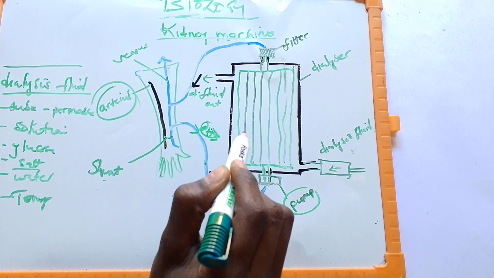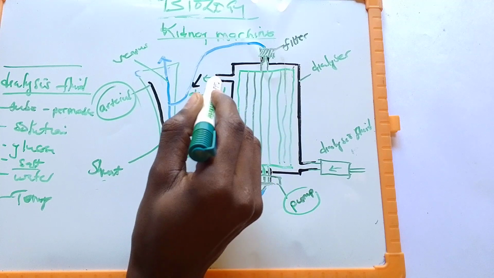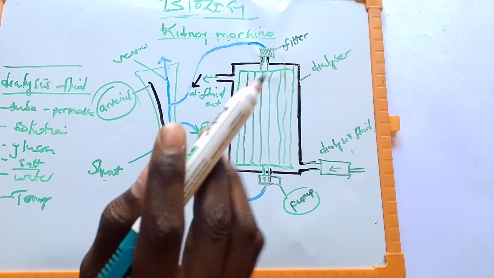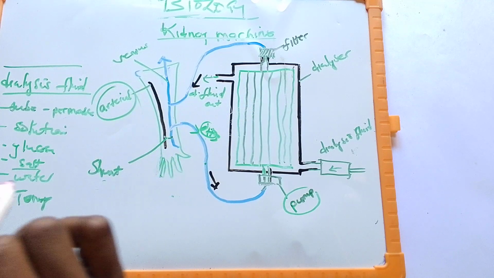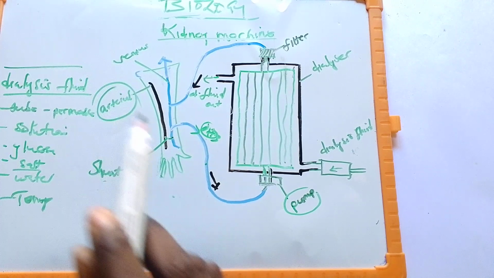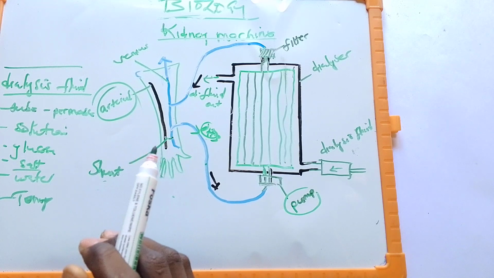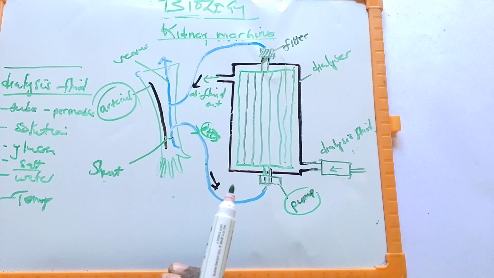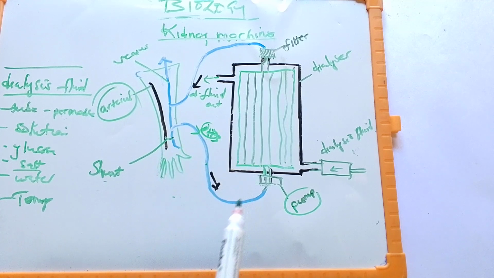Then, once urea is excreted out, it will come out from here. At that point, the blood has been cleaned, and then it will go back into the veins, then to the heart to get oxygenated. So normally, this is what happens during blood purification using a dialysis machine.